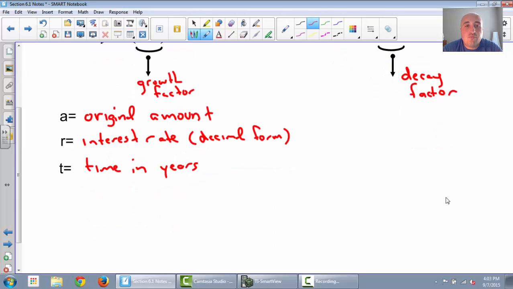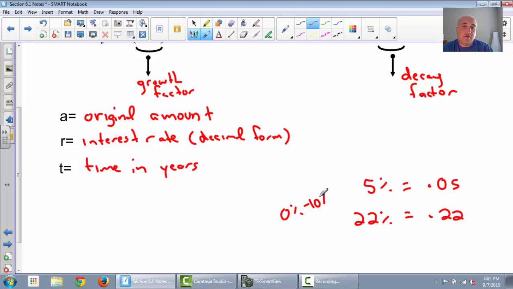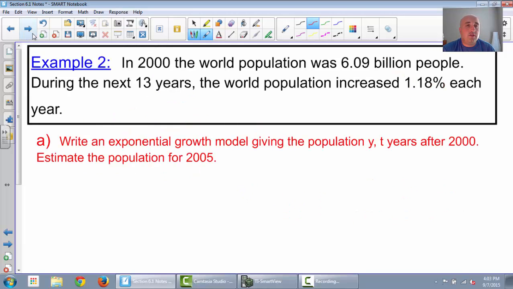All right, so let's just briefly go over decimal form. So let's say you have 5%. That equals 0.05 as a decimal. If you have 22%, that is equal to 0.22. Okay, so why do we have this 0 here? Anything between 0% and 10% must have a 0.0. Anything bigger than 10%, so 22%, 0.22. Okay, so let's go to our first example. It looks hard, really not that hard.